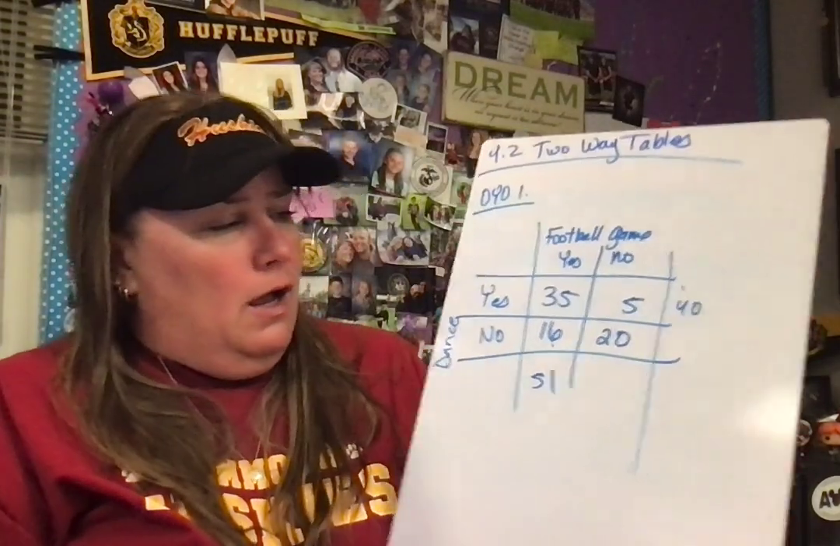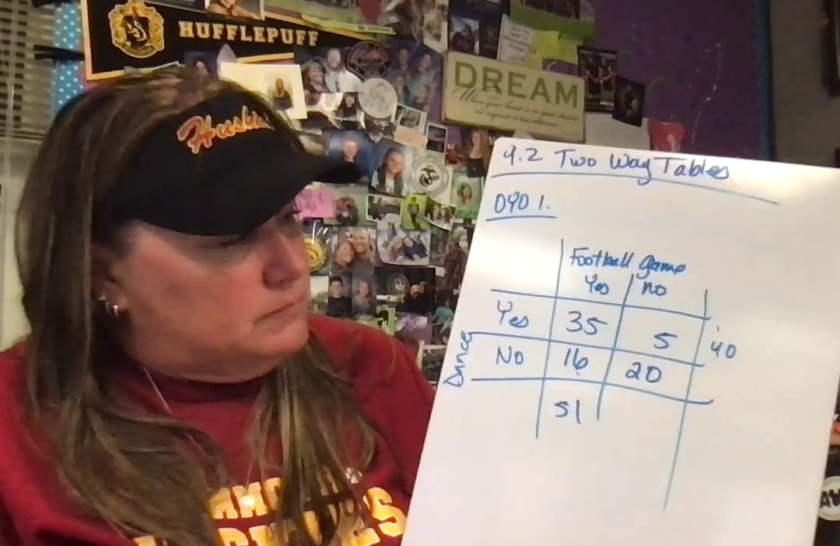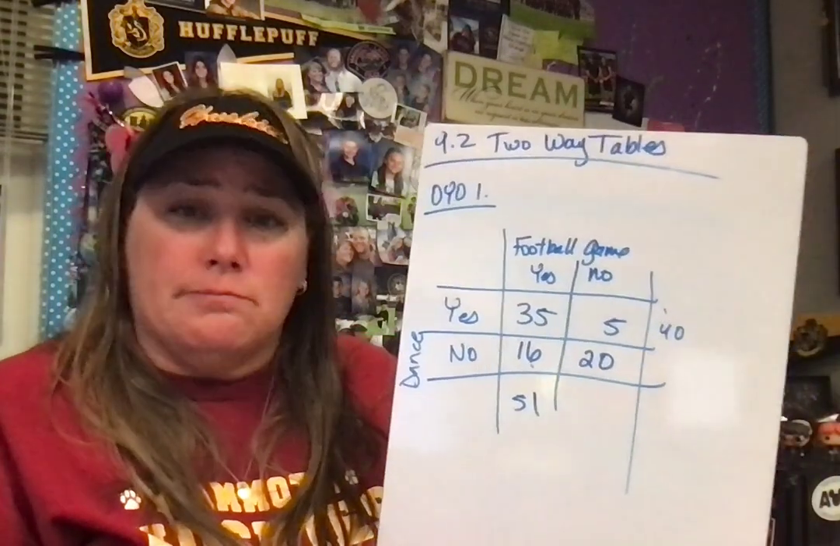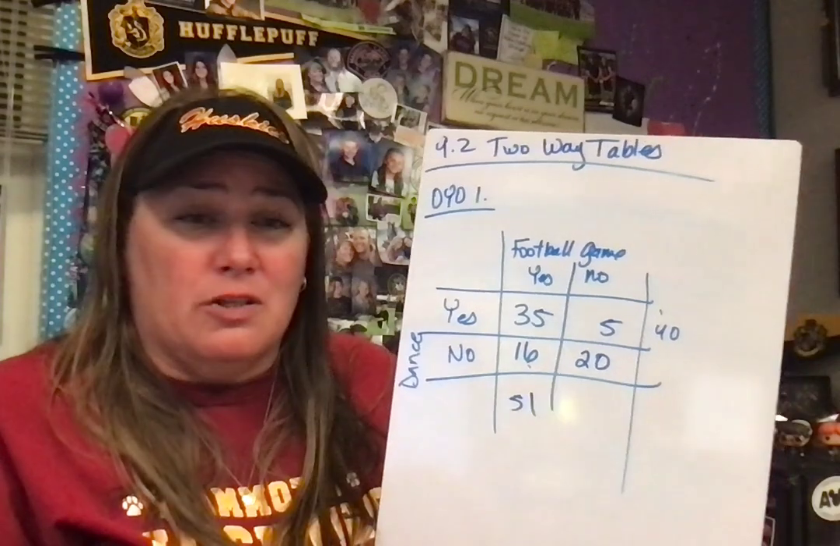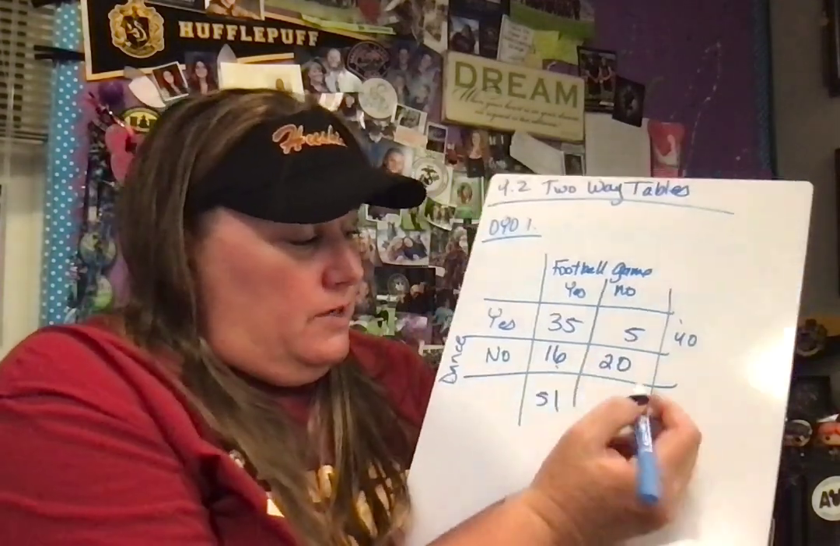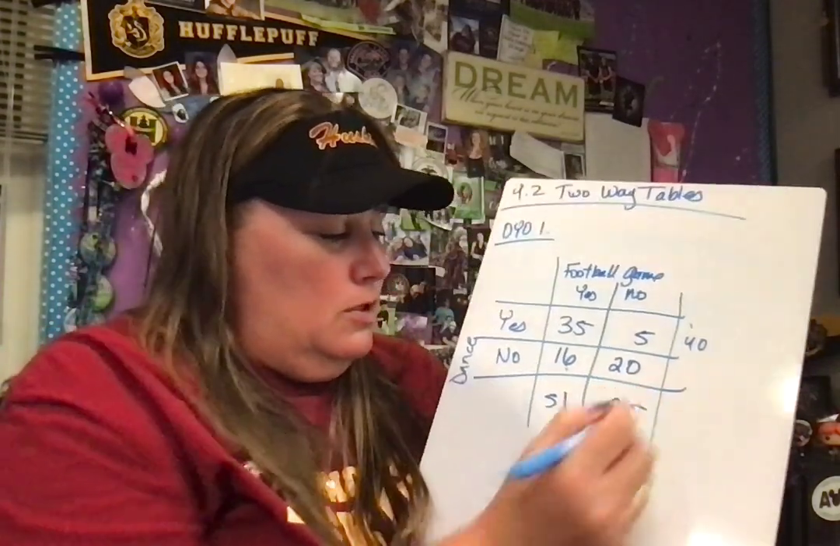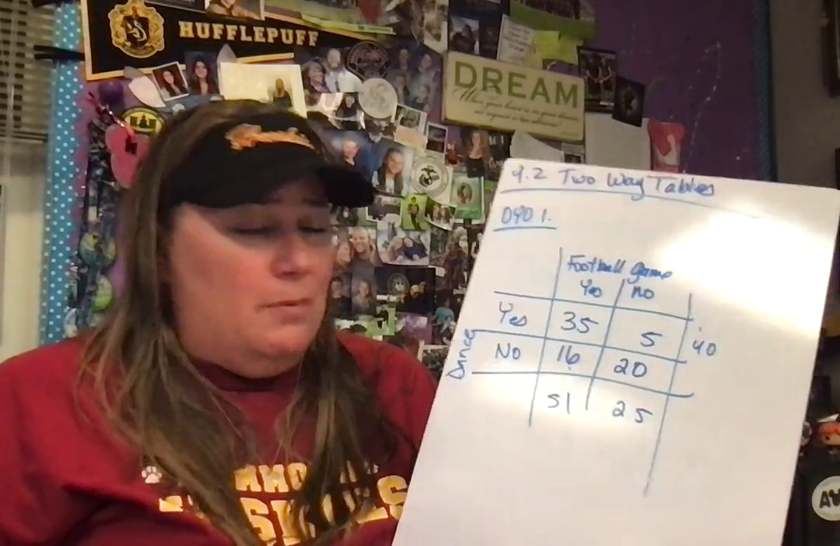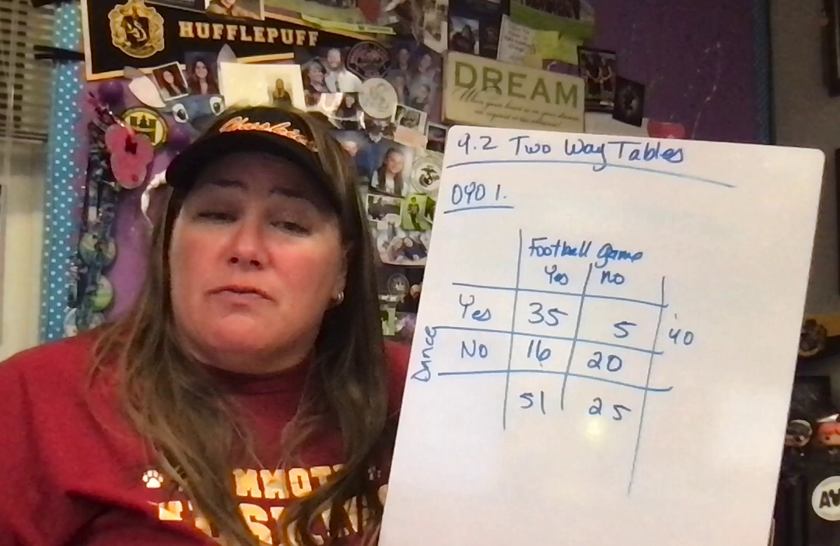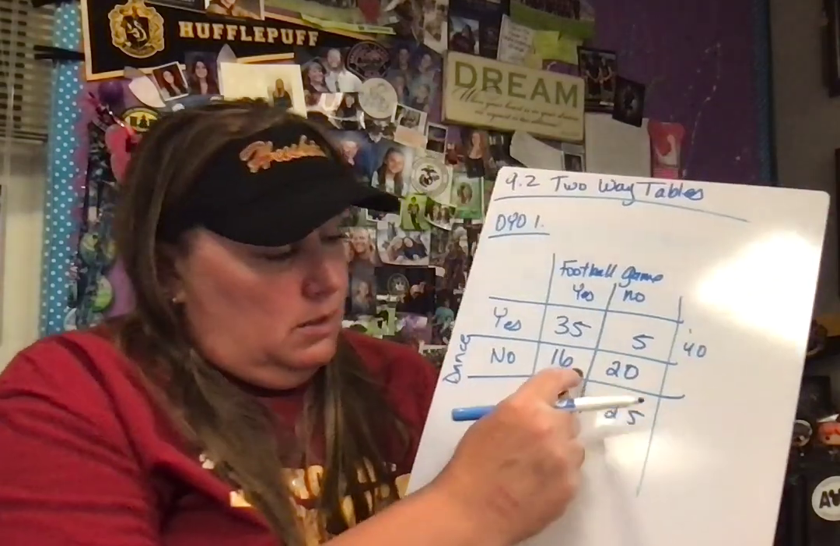Okay. How many total kids are not going to the football game? Not going to the football game. Doesn't matter about the other part. That's 5 and 20. 25. Okay. And then how many kids just aren't going to the dance? Doesn't matter if they're going to the game or not. Add those 2 up.